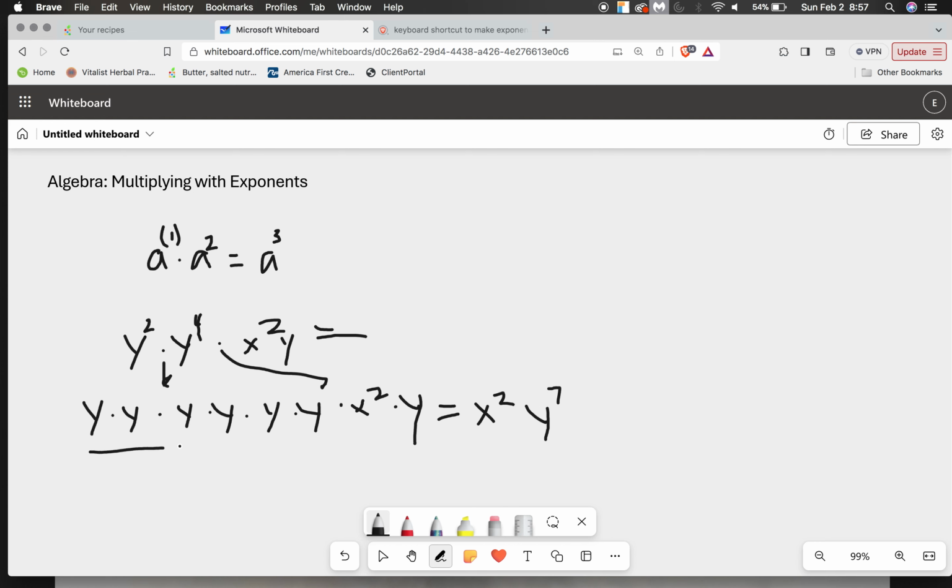But if you don't want to write all of those y's out, just remember, you can say, okay, we have 2 y's, 4 y's, and an imaginary 1 right there. So 2 plus 4 is 6, 6 plus 1 is 7, and we could just know that it was x squared y to the 7th. Pretty simple.